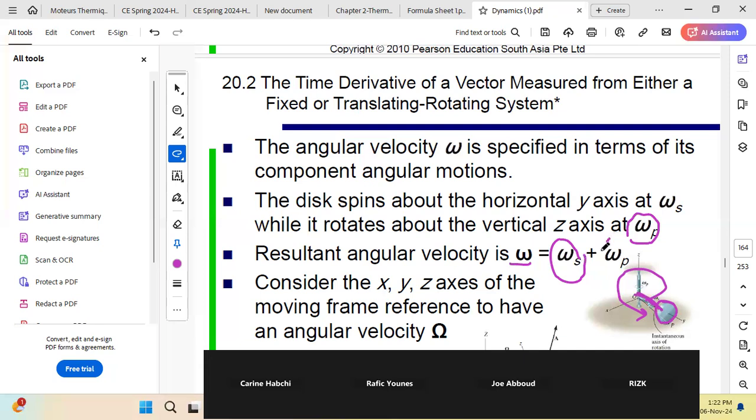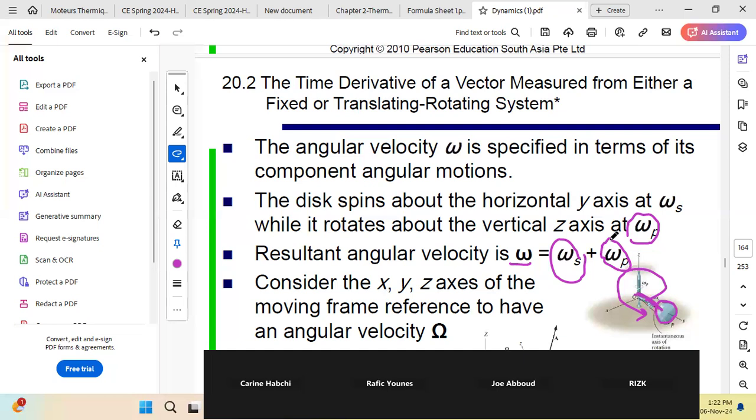The angular velocity about its own axis plus the angular velocity of the axis about z. Okay, so in this way, we can define here omega as the summation of two vectors. And because omega can be divided into a summation of two vectors, whenever we want to calculate alpha, alpha also can be decomposed into two parts: the derivative of omega s with respect to time plus the derivative of omega p with respect to time.